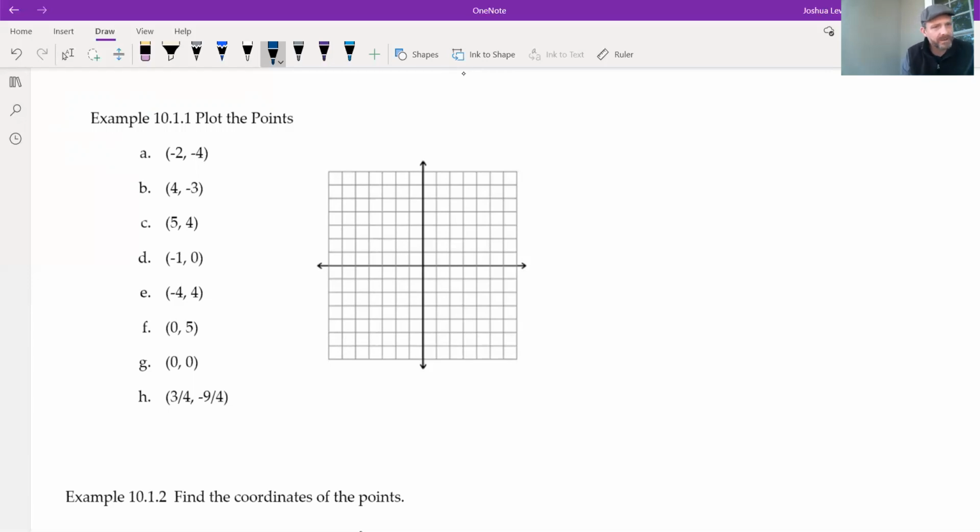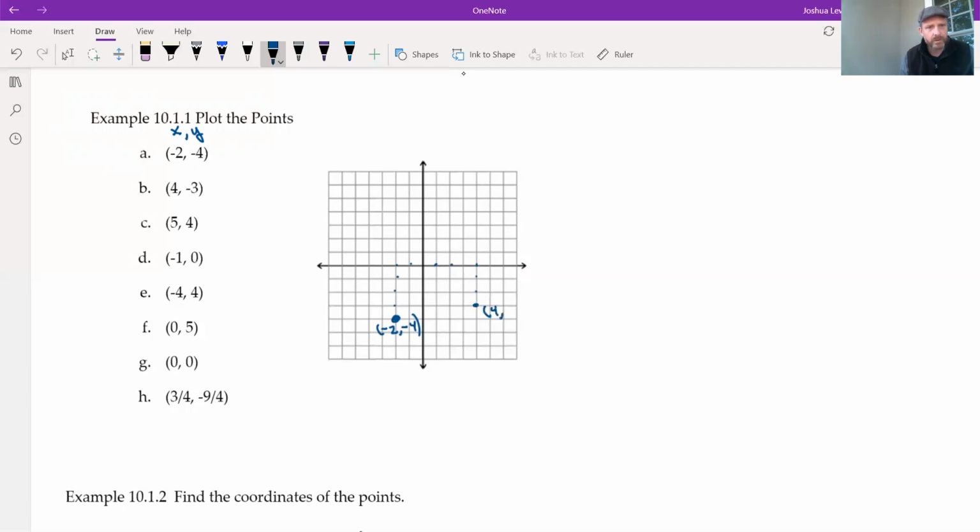So remember that the first coordinate is x, the second coordinate is y. So (-2, -4). I'm going to start at my origin, and I'm going to count 2 to the left and 4 down. 1, 2, 3, 4. So that point right there is (-2, -4). Next, (4, -3). So my x is 4. 1, 2, 3, 4. And my y is -3. 1, 2, 3.